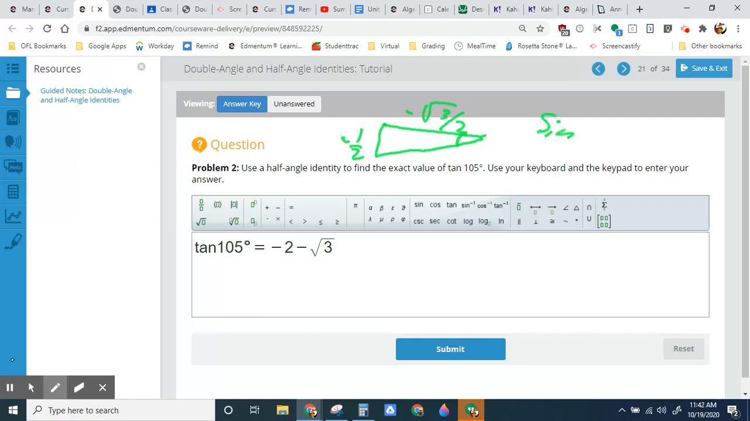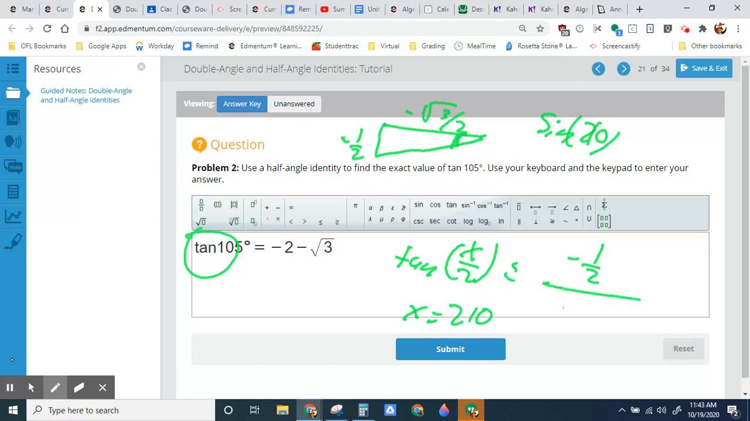And then the formula for this, we're basically going to call this tangent of x over 2, where x is 210. So that's how come I'm looking at the angle 210 here. So sine at 210 is negative 1/2. And at the bottom, we're going to do 1 plus, not plus. Oh, it is plus, but I forgot to mention that my cosine is negative.